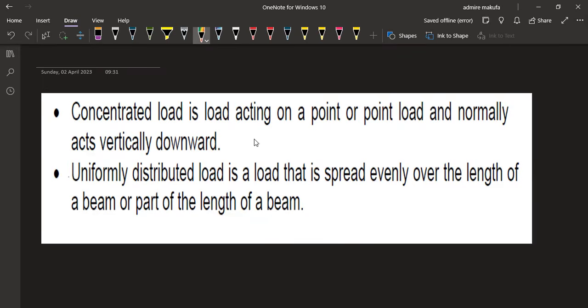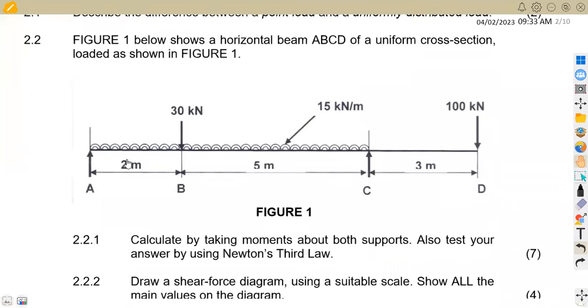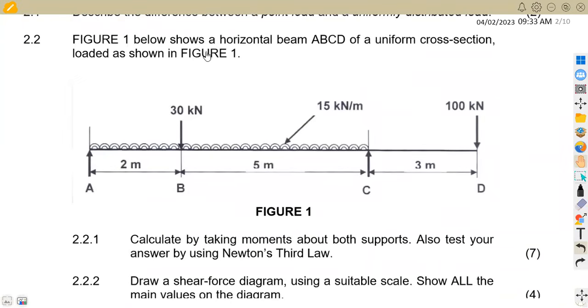We can illustrate this much better from question 2.2, where we are given the horizontal beam ABCD with uniform cross-section, loaded as shown. The 30 kilonewton and 100 kilonewton are the point loads, or the concentrated loads. Then the uniformly distributed load is this 15 kilonewton per meter that we see here.